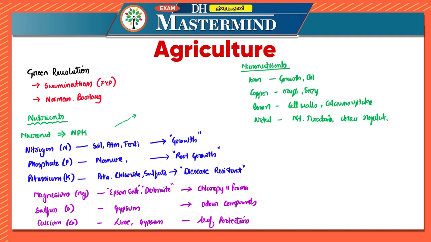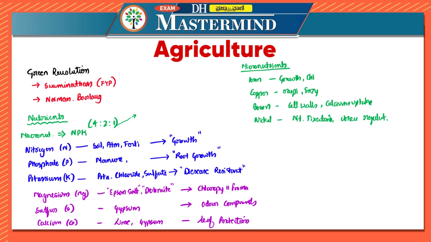So these are some of the nutrient management points which we have to remember. The NPK ratio which we have already seen is 4:2:1. We have seen that the first green revolution happened during the 1960s, and the father of that was M.S. Swaminathan for us.